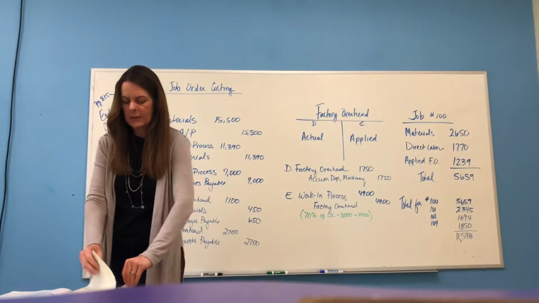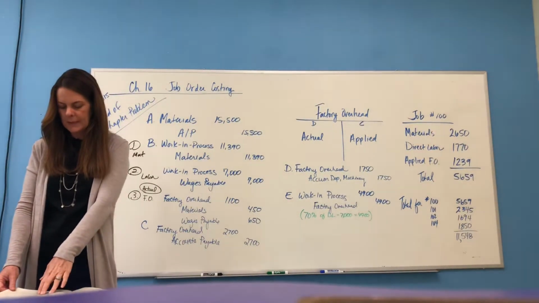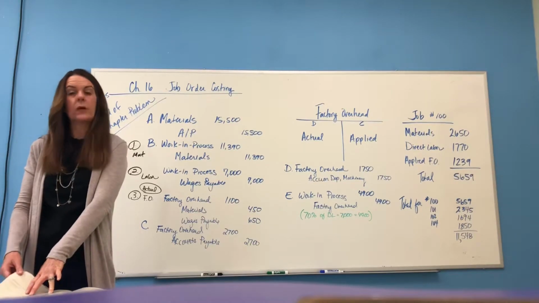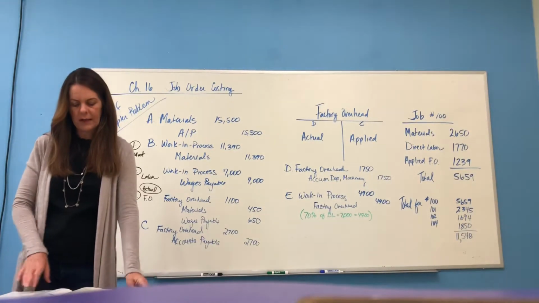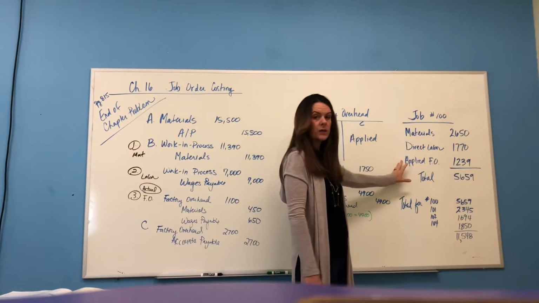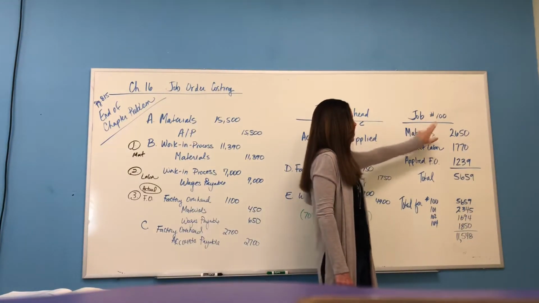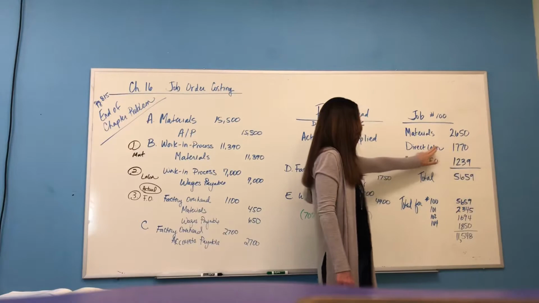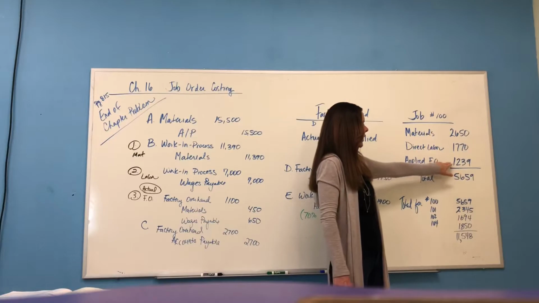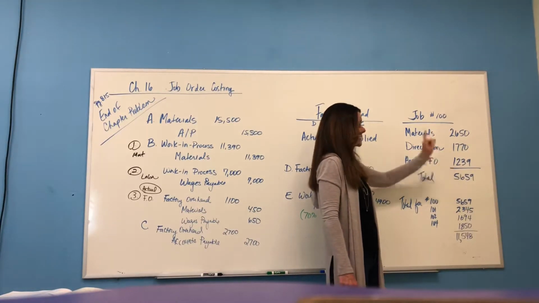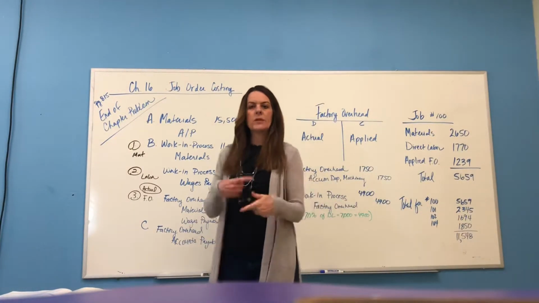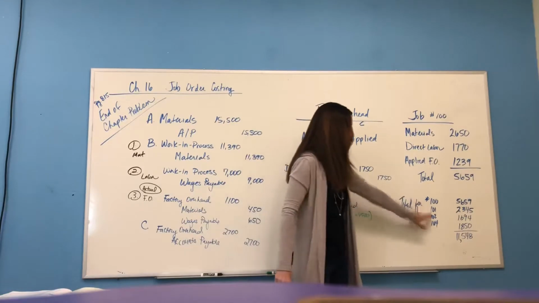The next problem is going to be F. F says jobs completed, numbers 100, 101, 102, and 104. So I put all of that information over here. I gave you an example of one of the jobs. This is job number 100. We had materials of $26.50, direct labor of $17.70, and applied factory overhead of $12.39. So the total for this one job, job number 100, is $5,659. So that's how we totaled that. You can go back and total all of these the same way.